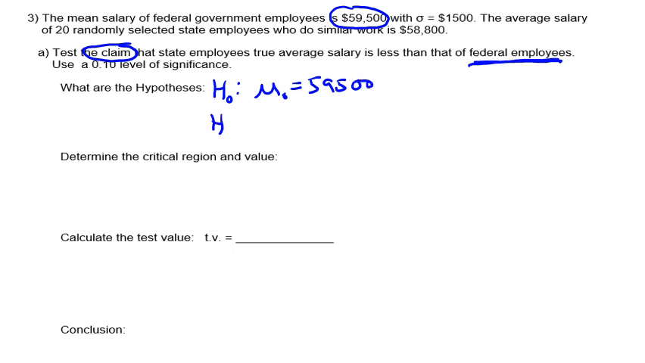The alternative is the claim. The claim is mu is going to be less than $59,500. Once again, these two numbers are always the same, and it's not associated with the sample. Our second step is to come up with the critical region.